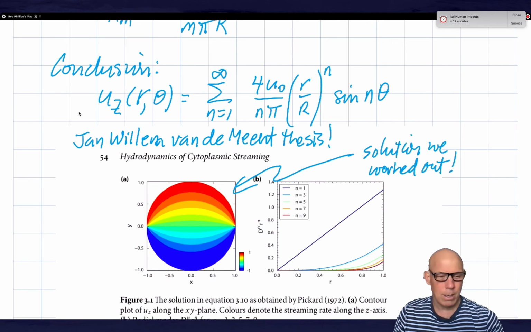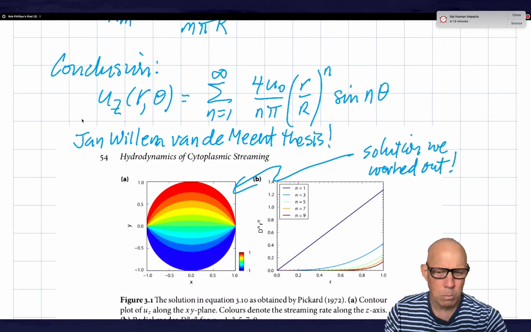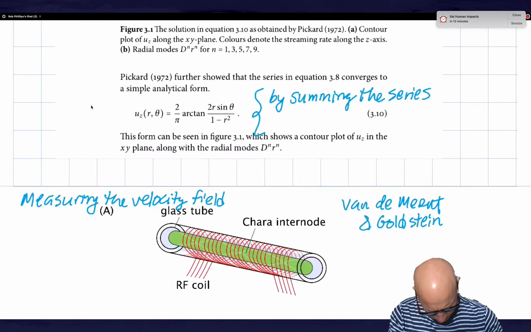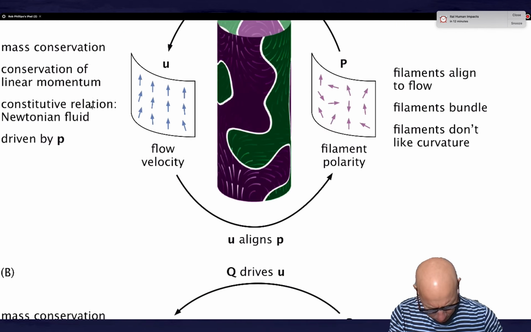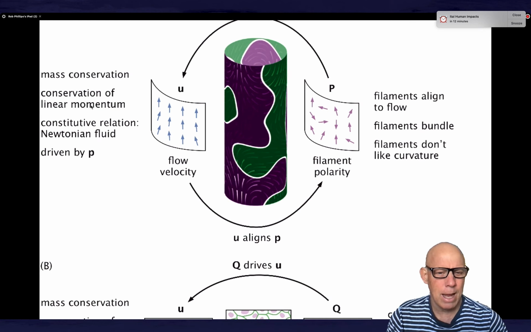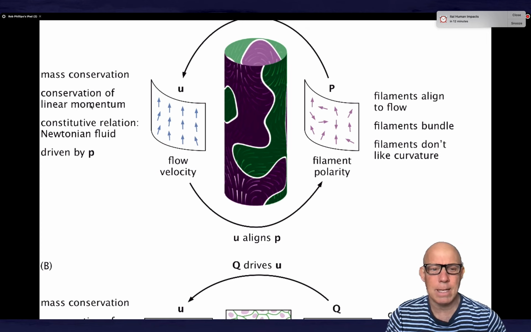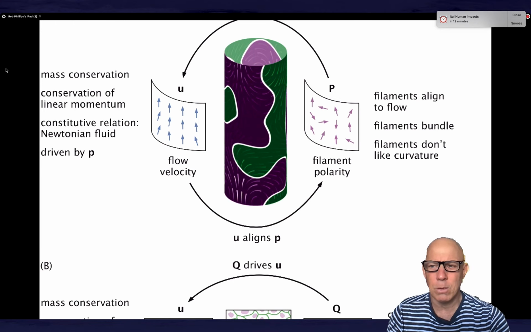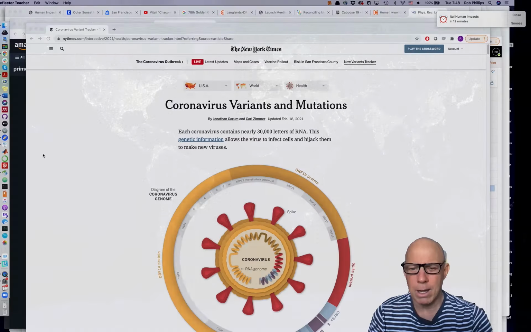So that's what I wanted to say about Chara, and let me just foreshadow that later we'll talk about the forces, the coupling between the actin filament alignment and the velocity field, and how this arrangement of actin can arise spontaneously, which I think is also pretty cool. So that's what I've got on this topic.